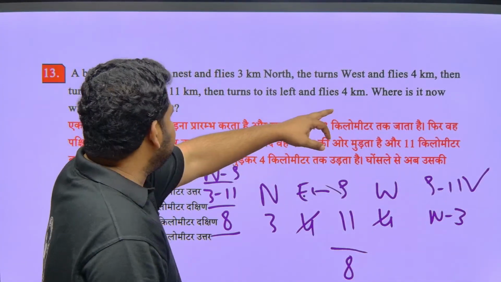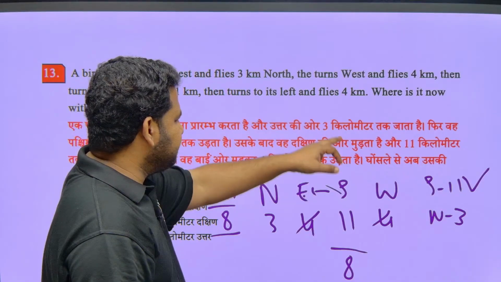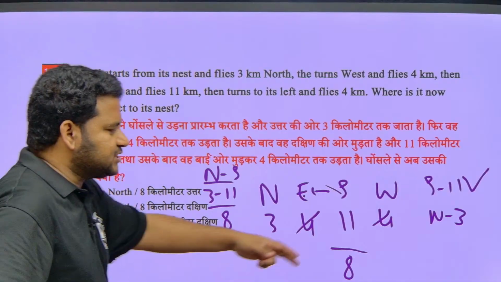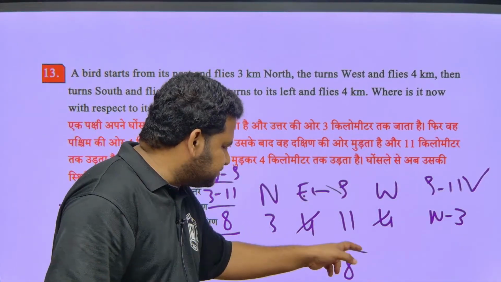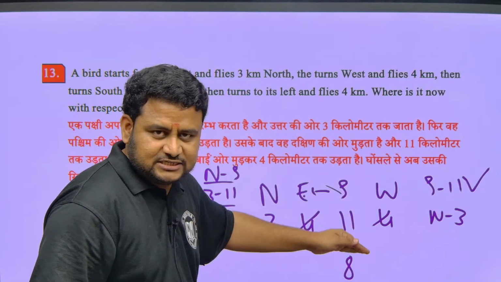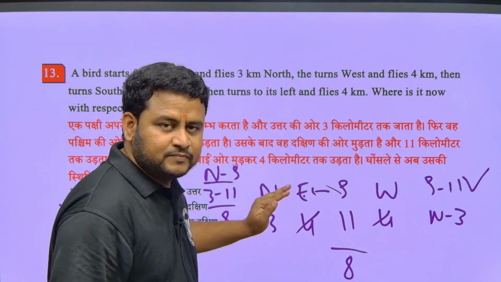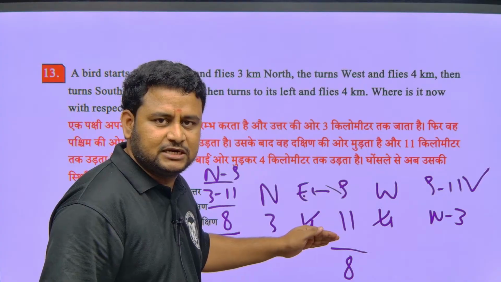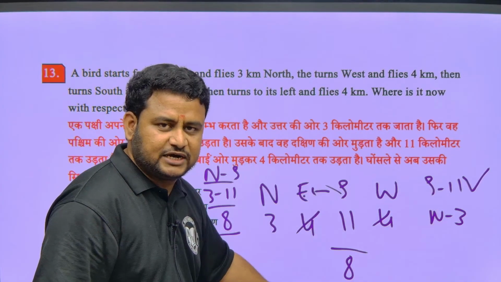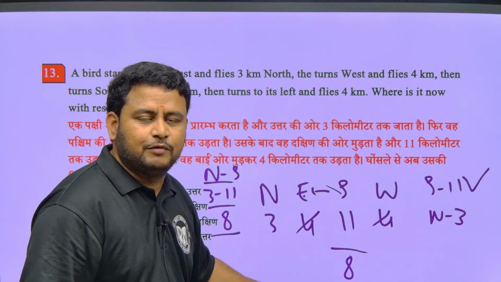So, where is it now with respect to its nest? With respect to its nest, it is 8 km. In which direction? In the south direction. Why south direction? The difference we got is 8 km. Because under south there is 11, under north there is 3 km. Out of 3 and 11, 11 is the bigger number. So, 11 is under what? South. So, under south only I should write 8 km. So, it is 8 km south.